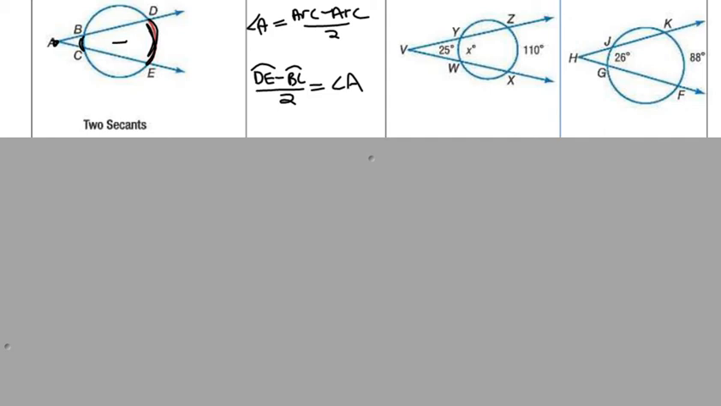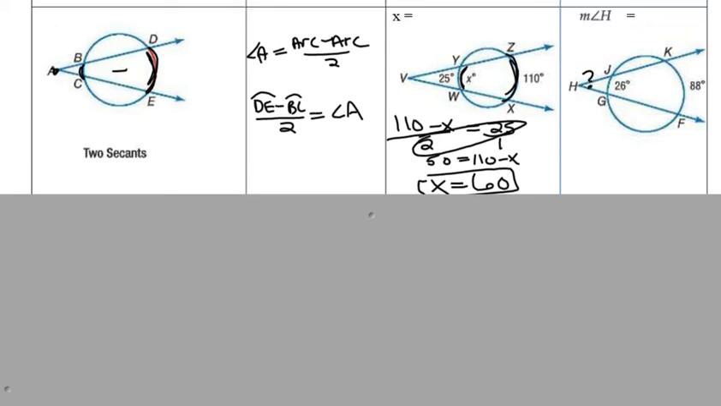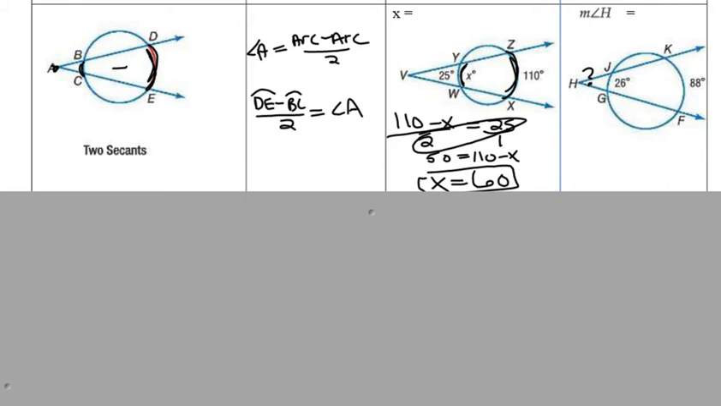So in this example, we have arc 110 minus arc X divided by 2 equals 25. Then of course, to get rid of this 2, we would just cross multiply here. We've got 2 times 25 is 50 equals 110 minus X. And we will get that X is 60. Okay, so I would like for you to try the next example on your own. This time we're going to look for the measure of angle H. Pause the video and see if you get the same thing as me.